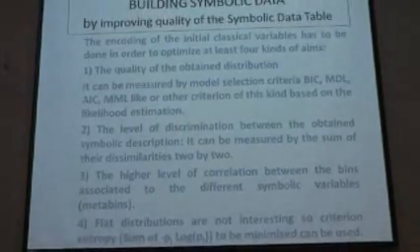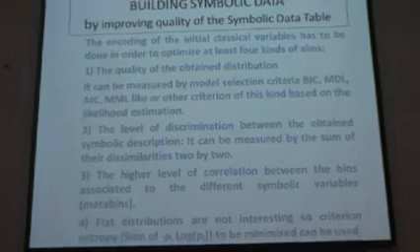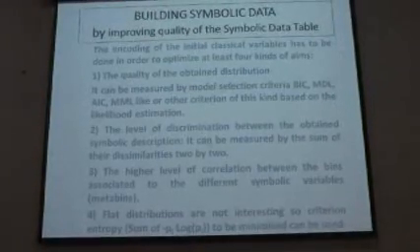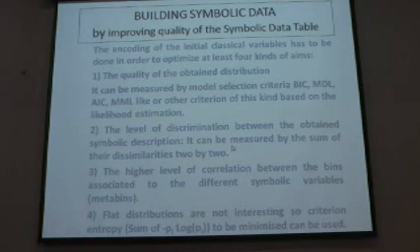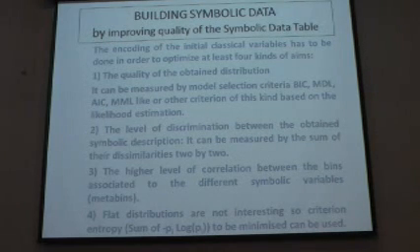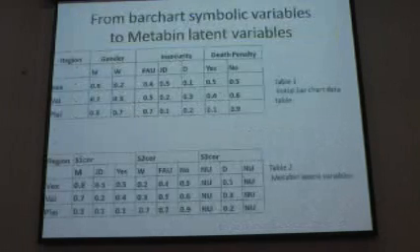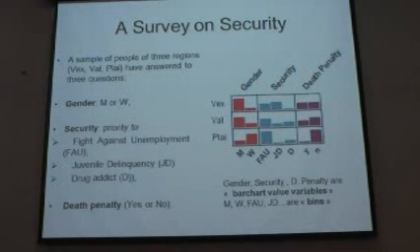Now, the second thing that you can optimize is the level of discrimination between the obtained symbolic descriptions. It can be measured by the sum of the dissimilarities two by two. So when I calculate the similarity two by two between symbolic objects, what does it mean? What is the similarity between this row and this row? How can we measure that?